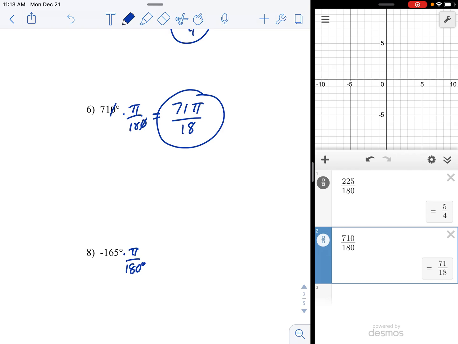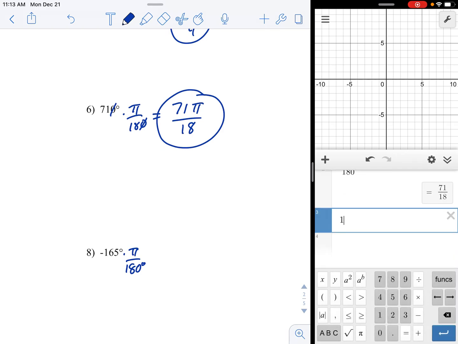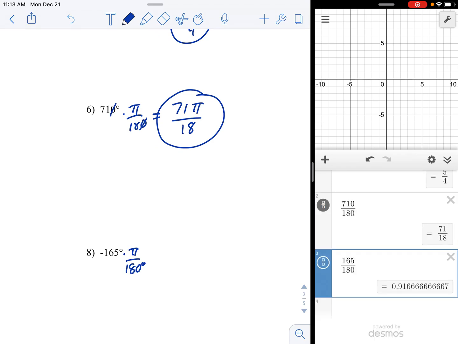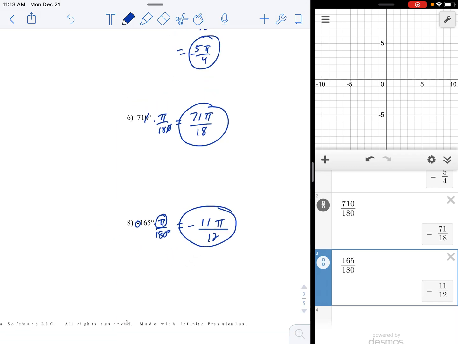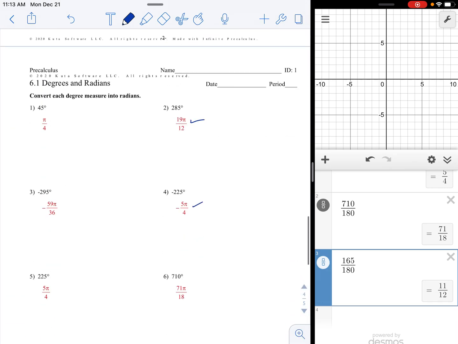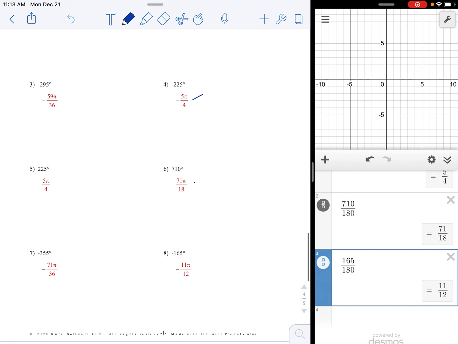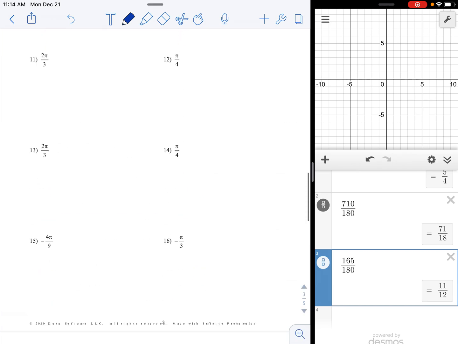So we have 165 pi over 180. 165 over 180 is the fraction 11/12. So there is a negative sign here, so I'm going to do negative 11/12, but then put pi up there with the 11, so negative 11 pi over 12. Check those 2 answers, and we're doing good.